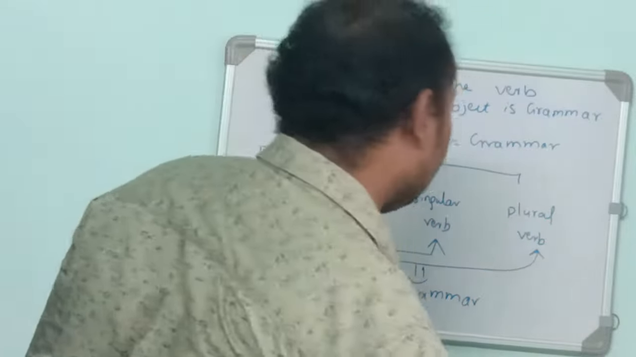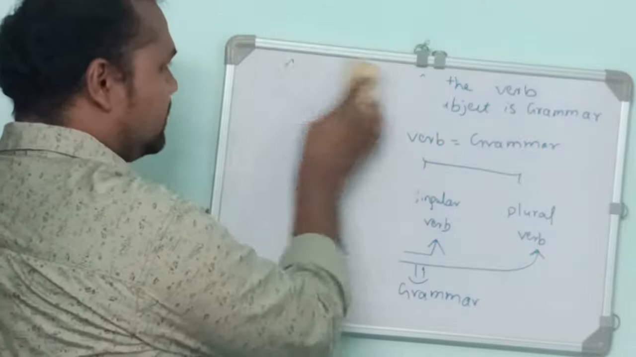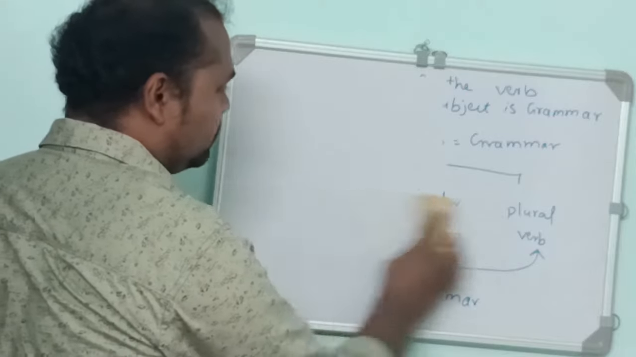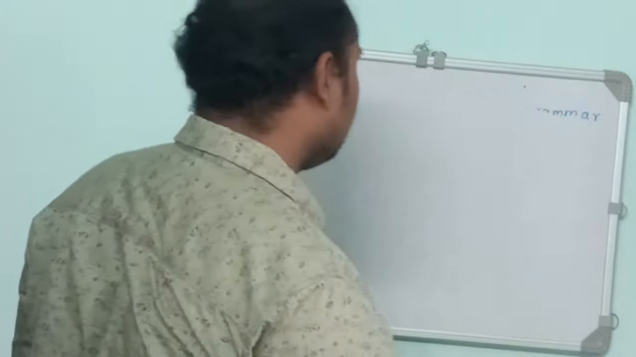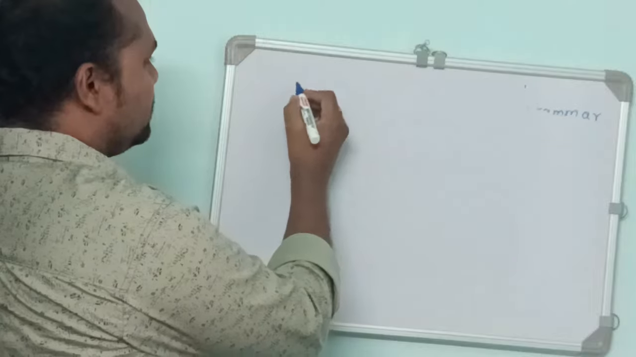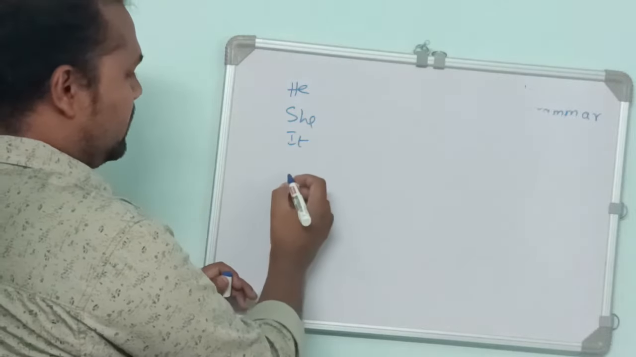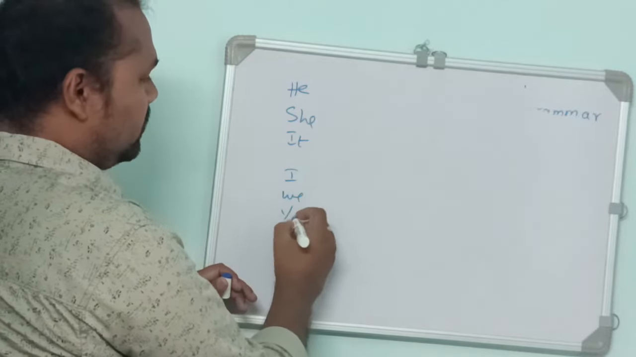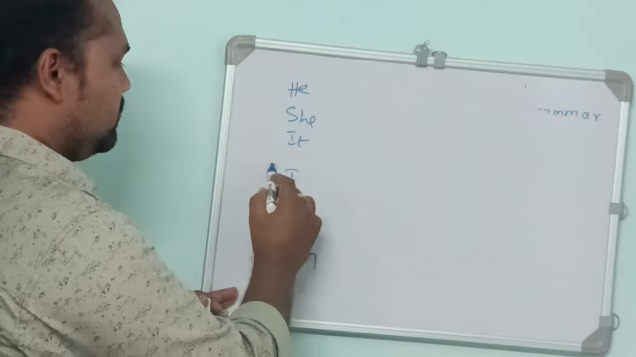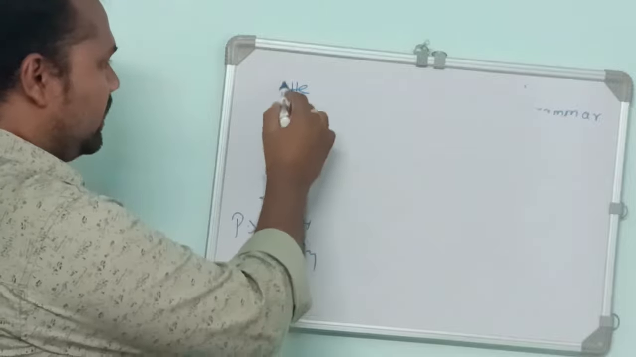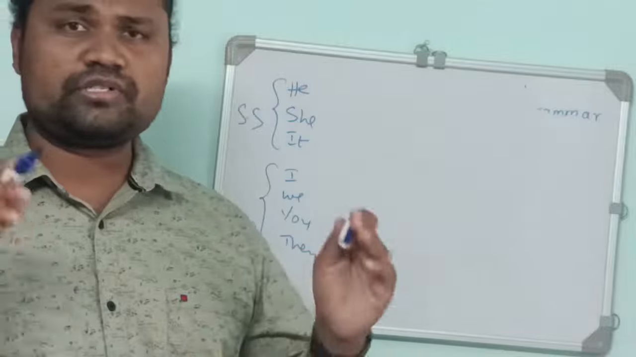See here, what are the singular subjects then? Let us know the singular subjects here. You have already known about these singular subjects and plural subjects. Singular subjects means what? He, she, it. Very simple. And I, we, you, they. These four are plural subjects and these three are singular subjects.